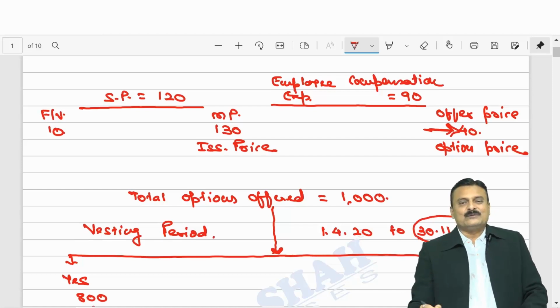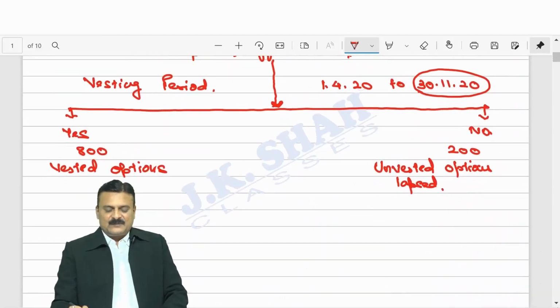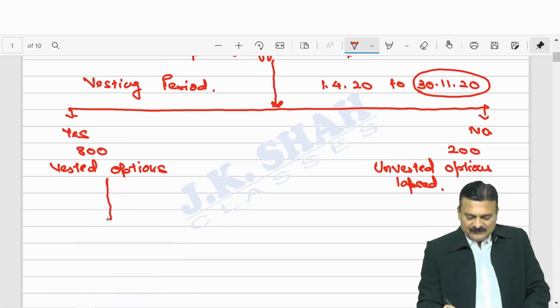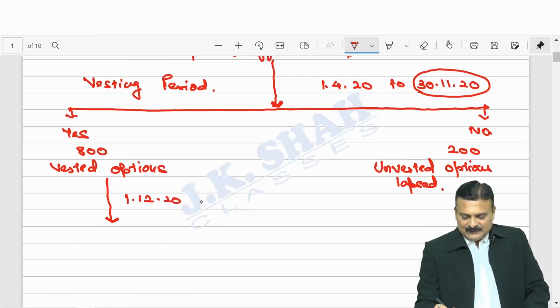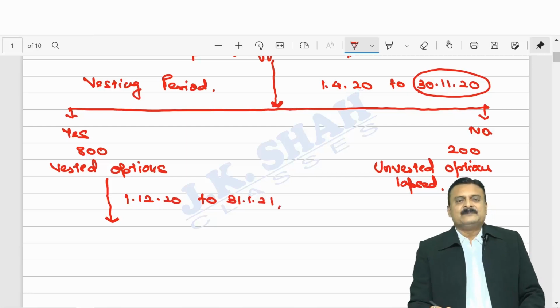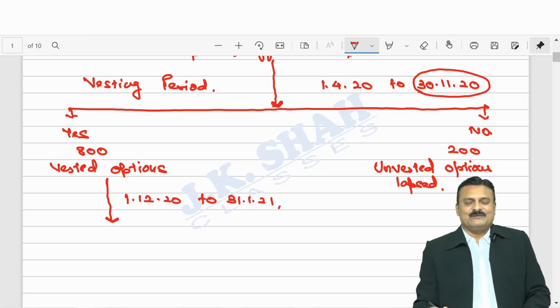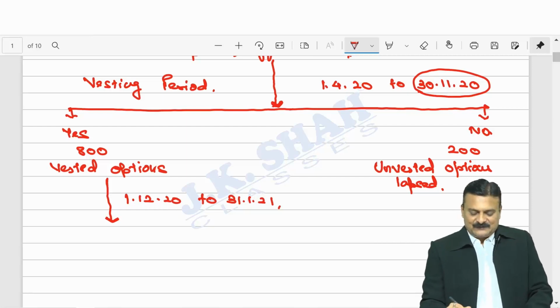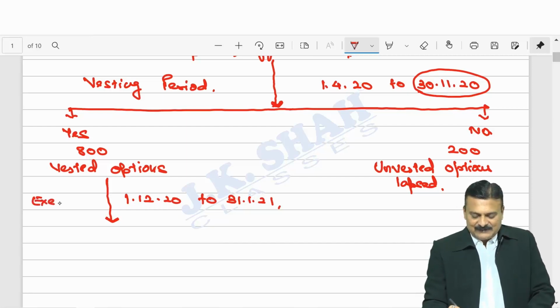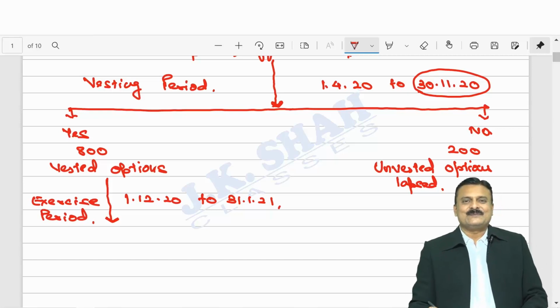Vesting period ended on 30th November. So now, suppose our company is offering them 2 months. So these vested options are given 2 months, say from 1st December 2020 to 31st January 2021, to kindly pay us money so that we can allot you shares. This time period allotted to them is called the exercise period. So the vesting period ends, the exercise period will start, students.